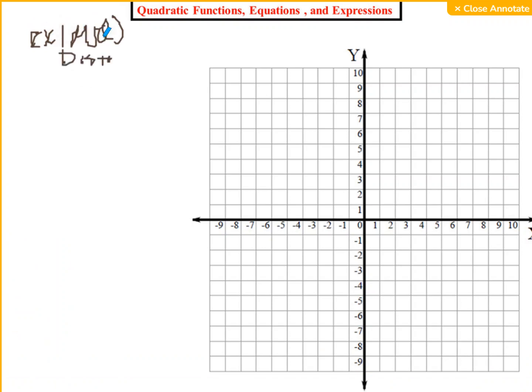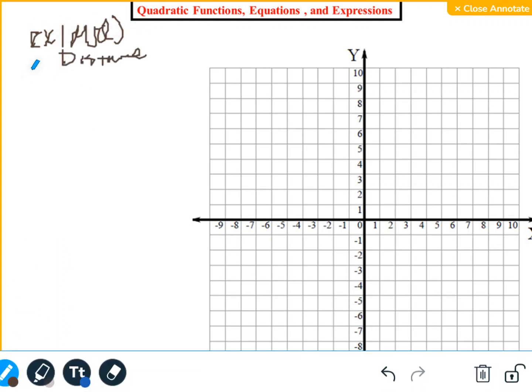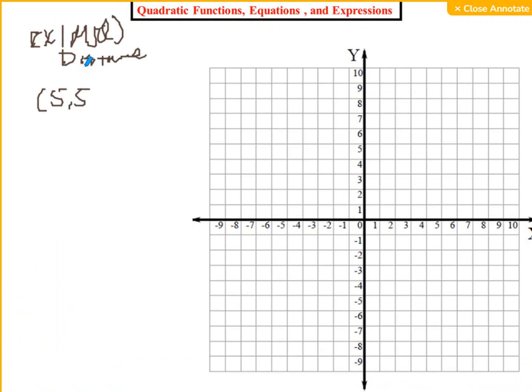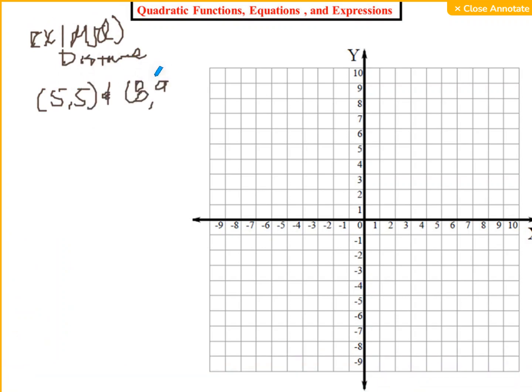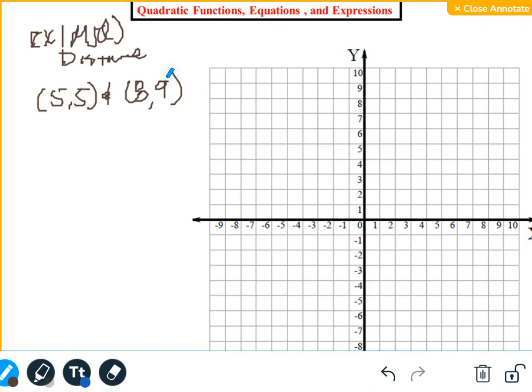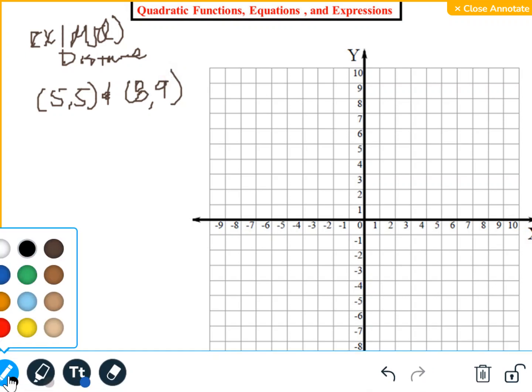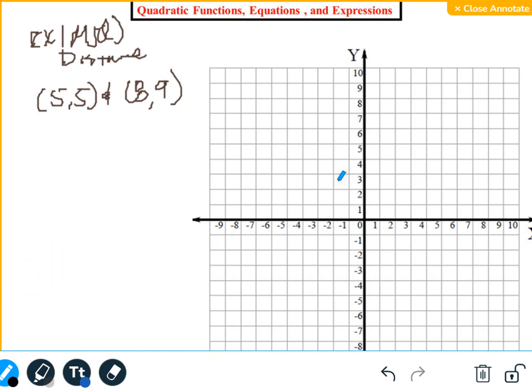You're going to find the distance between 5, 5 and 8, 9. Like I said, you can use the same coordinate plane to save time. So 5, 5 and 8, 9. So let's plot 5, 5.